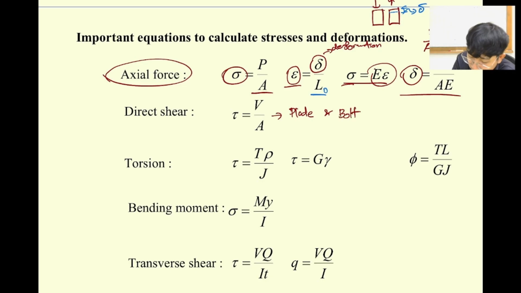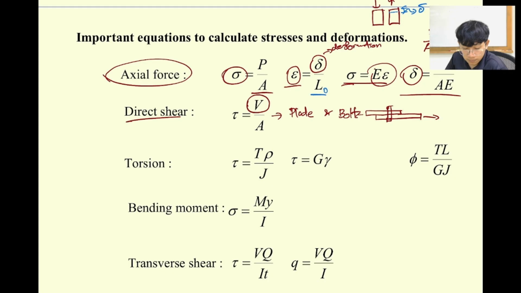Okay. For example, if you have the bolt like this, and then you would like to connect the steel plate over here, two steel plates together like this. So this one we call the direct shear. If you pull the force over here like this, to the left, to the right, then we call it direct shear. So you can just measure V and then calculate the direct shear from the bolt itself.